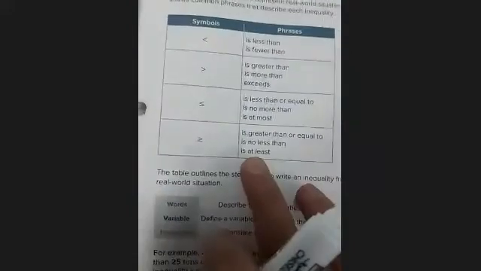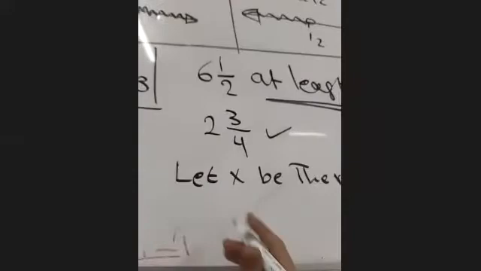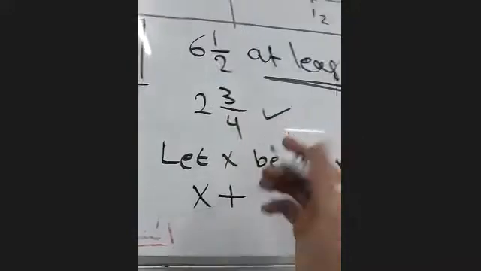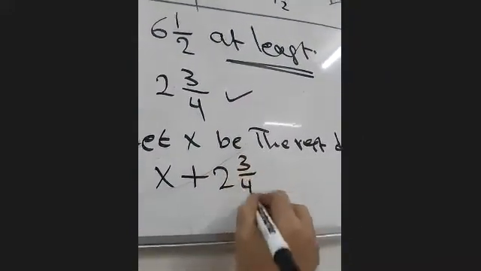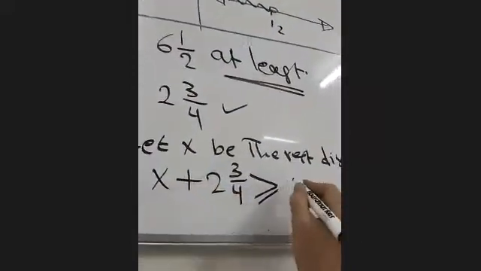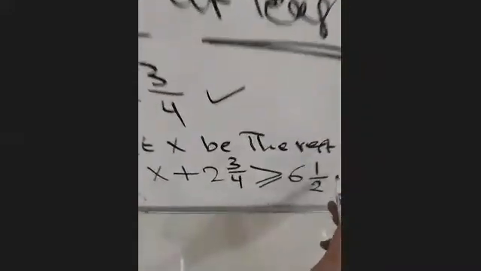Where is at least, guys? The last one, see it? For at least we will use more than or equal. So what we will say here, guys, we will say x plus what she already did, which is 2 and 3/4, is at least, more than or equal to, 6 and 1/2. This is our inequality, guys.